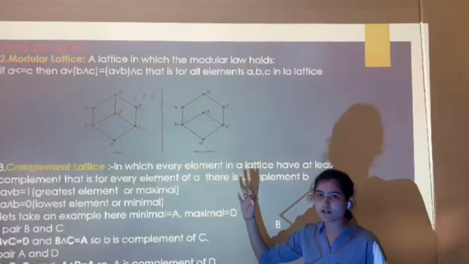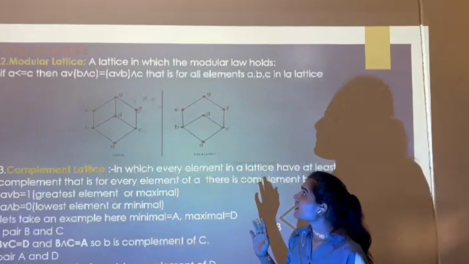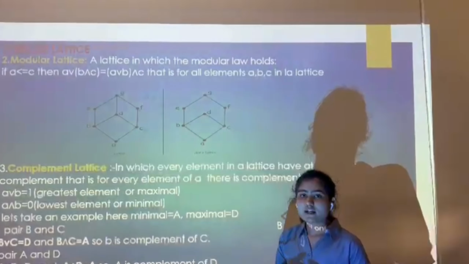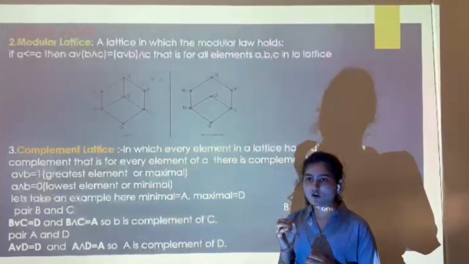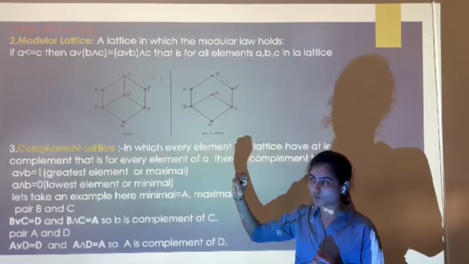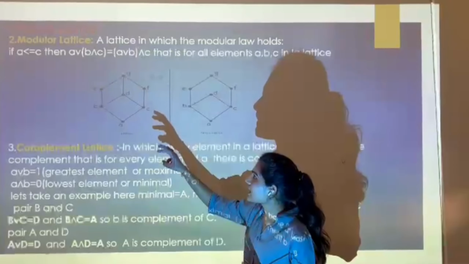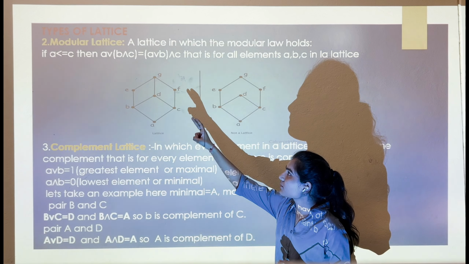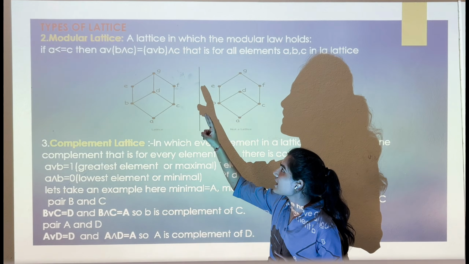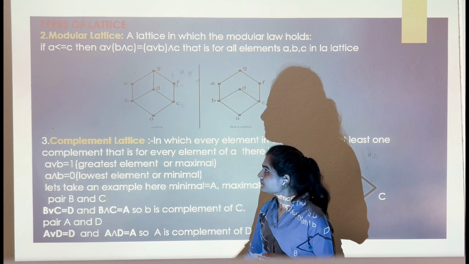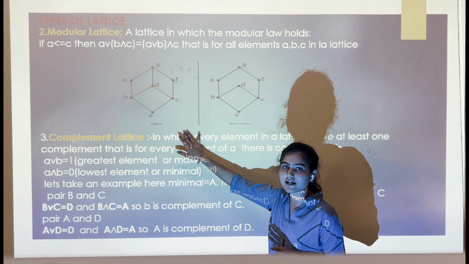Now we talk about modular lattices. A lattice is said to be modular if every three elements follow the modular law. Here you can see that for every three elements, A or (B and C) equals (A or B) and C. This is an example of a modular lattice.